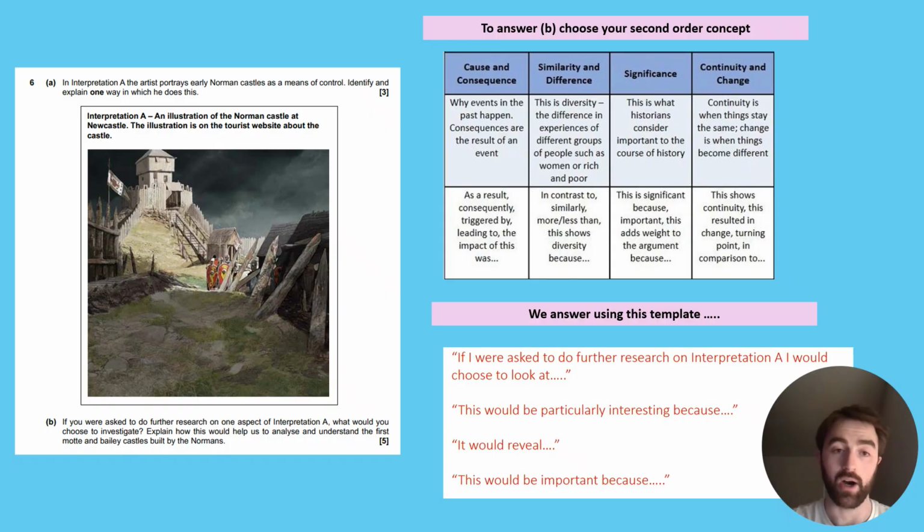Now this 5 marker is a question that's caused a lot of your pain and torment because it's quite an awkward one. If you read through it, it is by far the most difficult question to comprehend on the exam paper. If you were asked to do further research on one aspect of interpretation here, what would you choose to investigate? Explain how this would help us to analyse and understand the first motte and bailey castles built by the Normans.